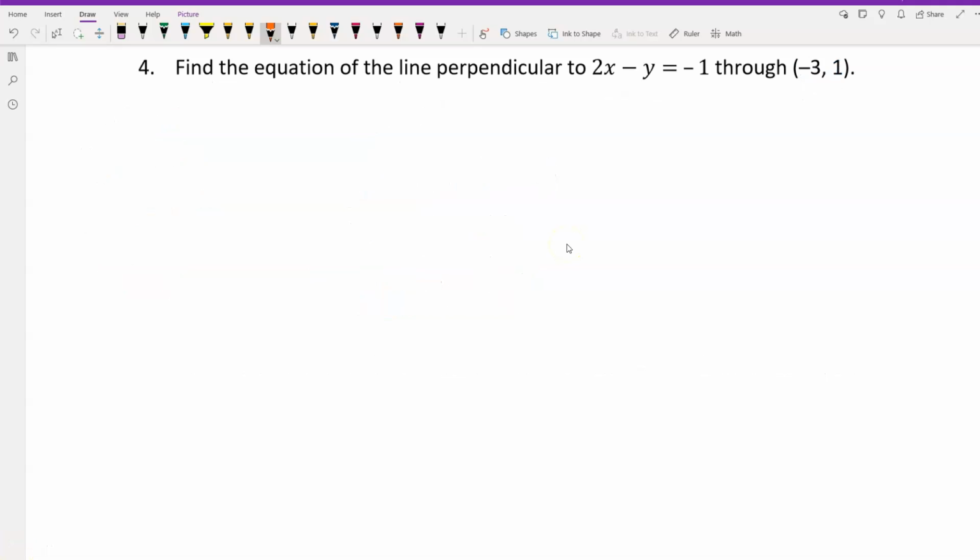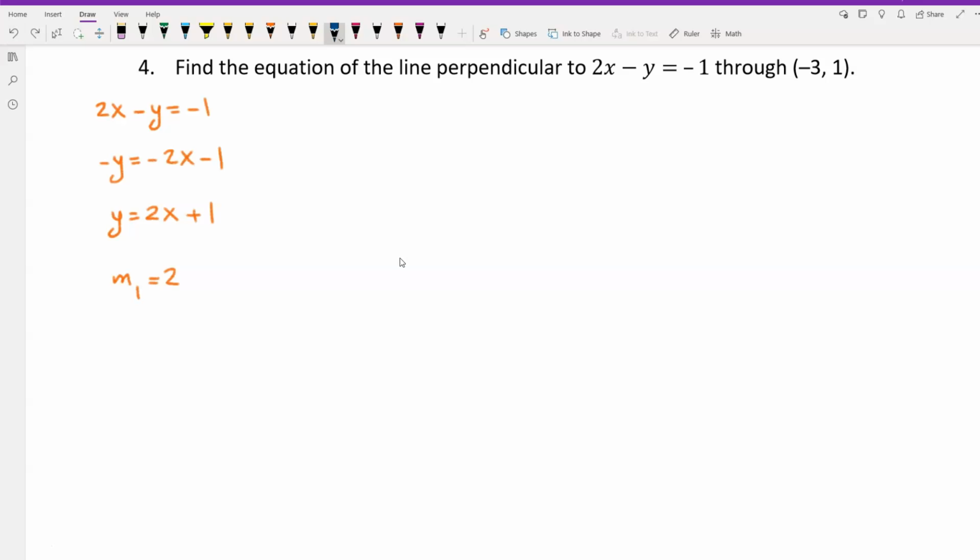Find the equation of the line perpendicular to 2x minus y equals -1 through (-3, 1). So for what is given, 2x minus y equals -1, isolate y and write it in slope-intercept form. So subtract 2x from both sides. We have -y equal to -2x minus 1. Divide by -1. Y is equal to 2x plus 1. So our slope for the first line is the coefficient of x, that is +2.